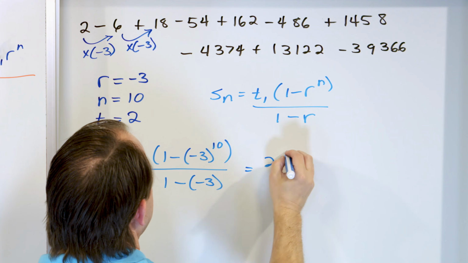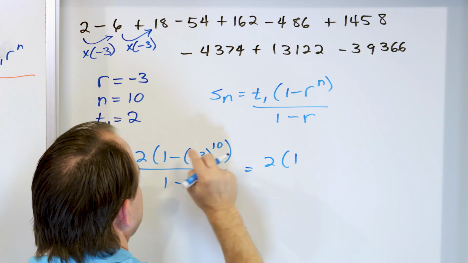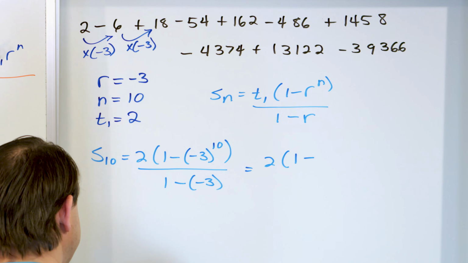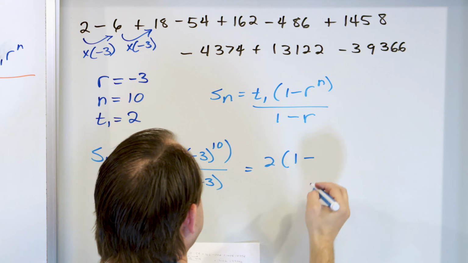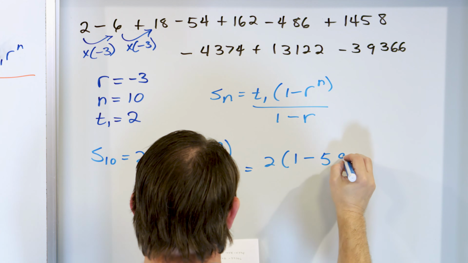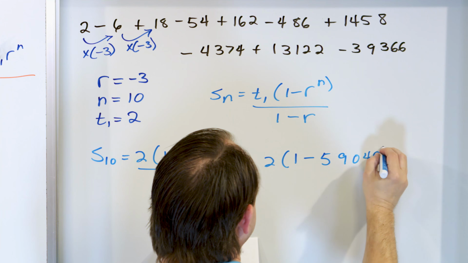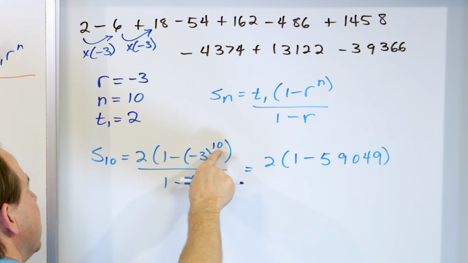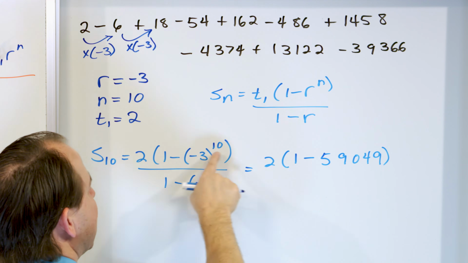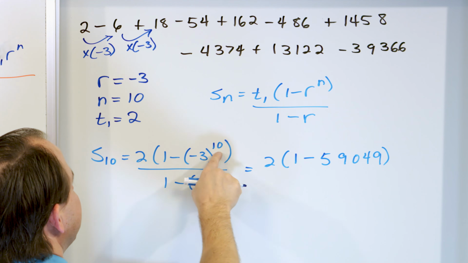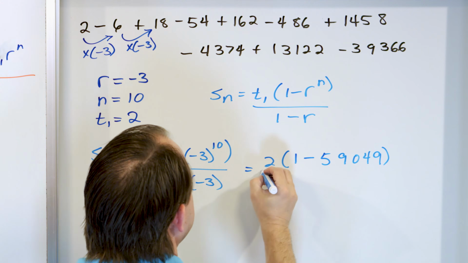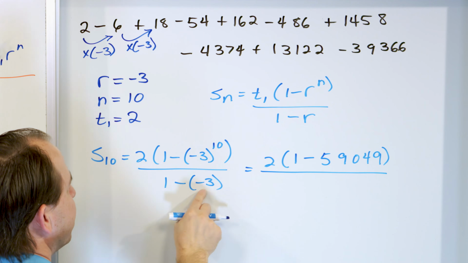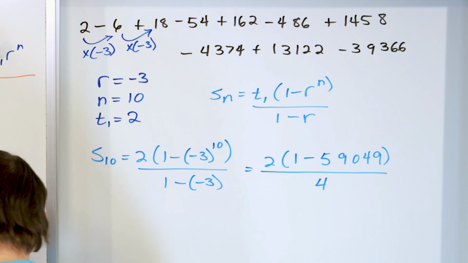So now we just have to crank through this. What do we get? 2 times, here's 1 right here, minus, what is negative 3 to the 10th? Negative 3 to the 10th is going to be a positive number, 59049. It's a big number, 59,049, but it's positive because it's an even power. The minus sign comes from the outside here. This evaluates to a positive number. Here, you have 1, this becomes a plus 3, so you have a 4.